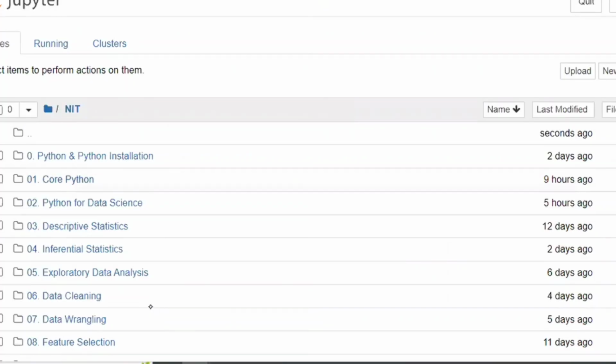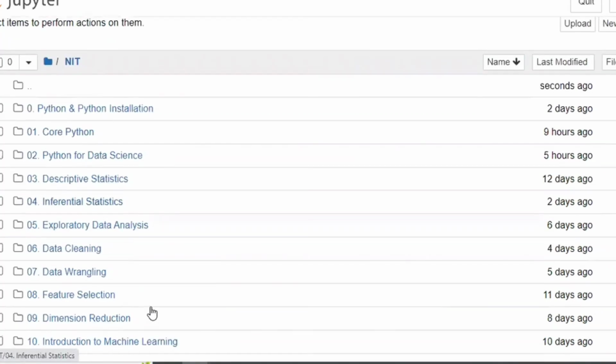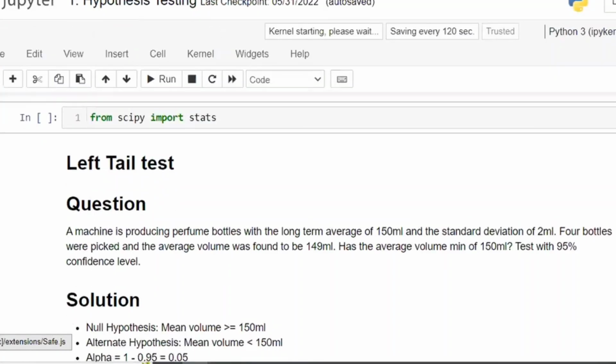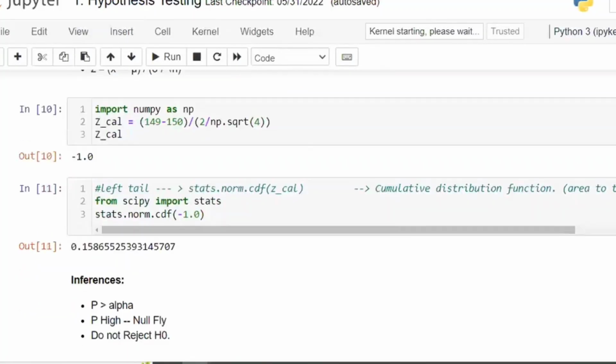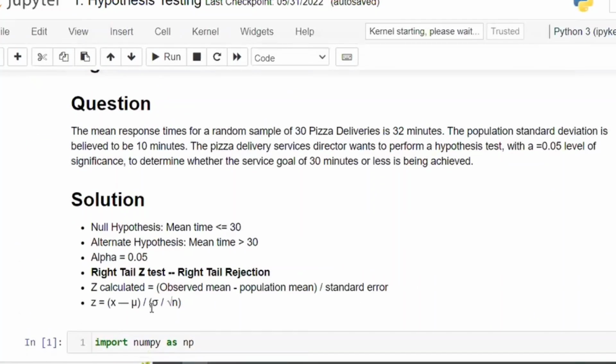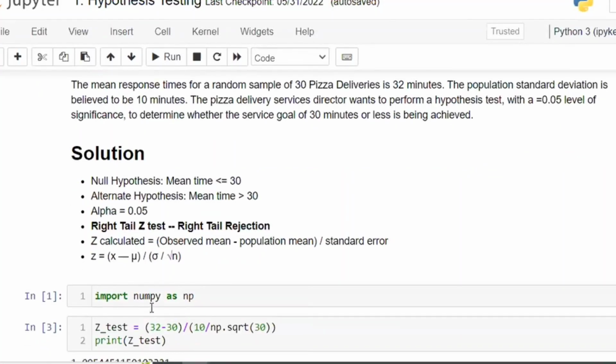Now the same thing I'm going to do in coding. That is within hypothesis testing. I'm not going to change the question. Same to same question. The mean response time for a random sample of 30 pizza deliveries is 32 minutes. Same question, and the null and alternate hypothesis are also the same. Alpha is the same. Everything is the same.